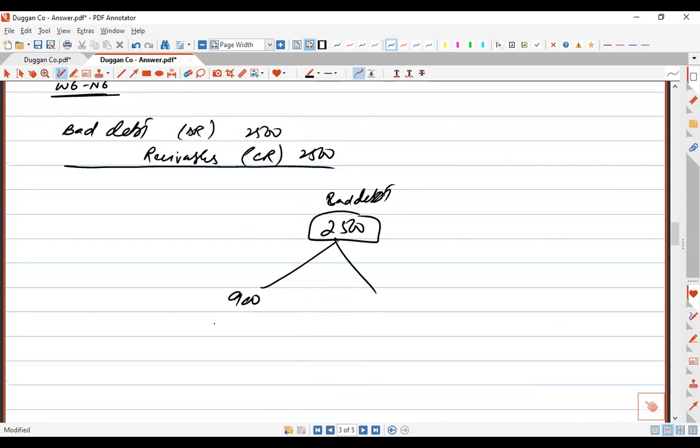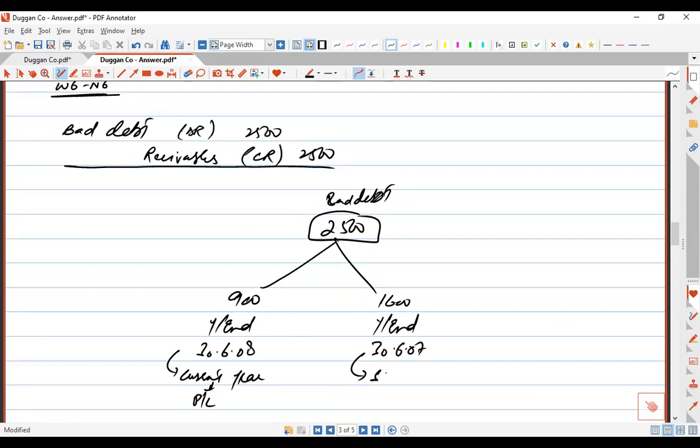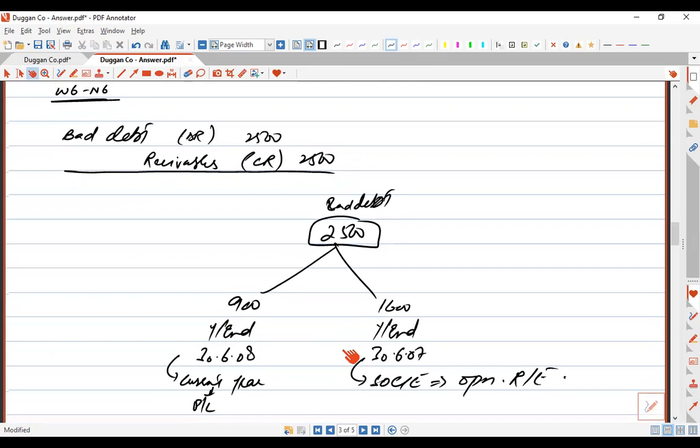From this 2500, 900 are pertaining to year end 30th June 2008, meaning current year end. So if any expense is pertaining to current year, simply record it in the P&L. And 1600 of the bad debts are pertaining to the previous year end, 30th June 2007. So any previous year adjustment, error adjustment or fraud adjustment should be made to the statement of changes in equity, and there are multiple headings. We have to adjust this in the opening retained earnings. So that's the important idea behind this transaction.